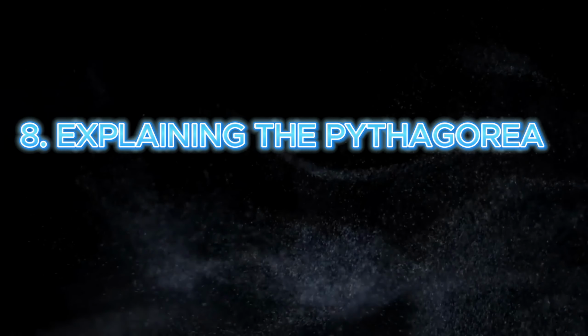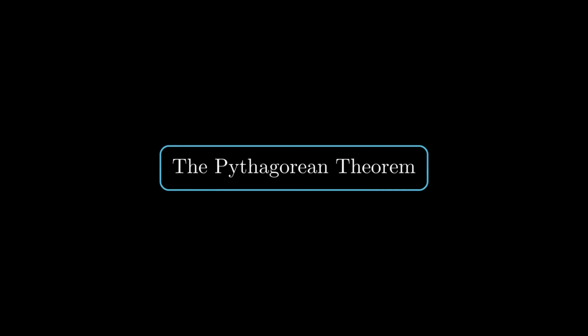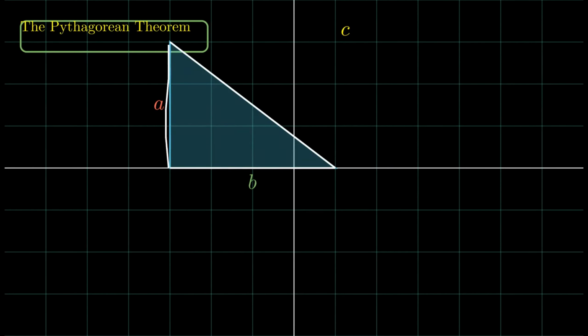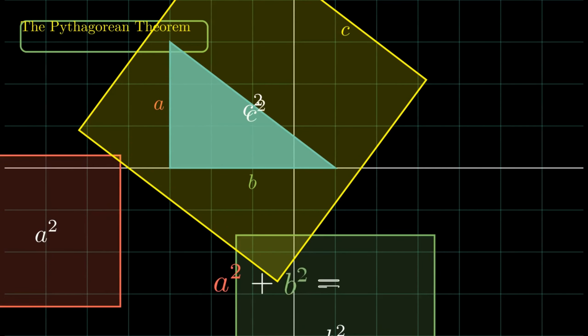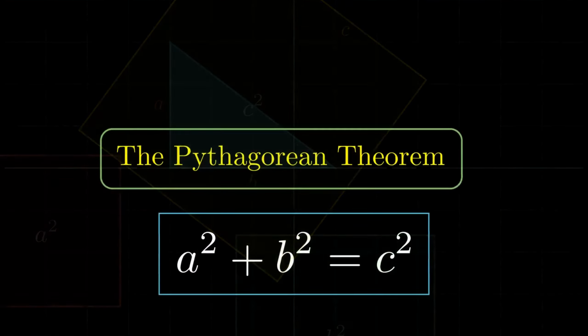8. Explaining the Pythagorean theorem using pictures. DeepSeek R1 takes education to the next level by visually explaining complex concepts like the Pythagorean theorem. It generates clear, step-by-step illustrations that make math accessible to everyone. Imagine what this could mean for teachers, students, and self-learners.